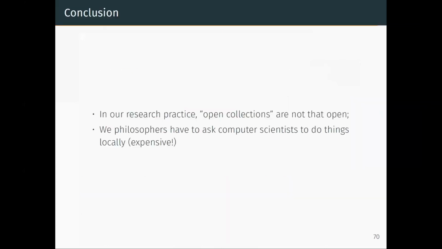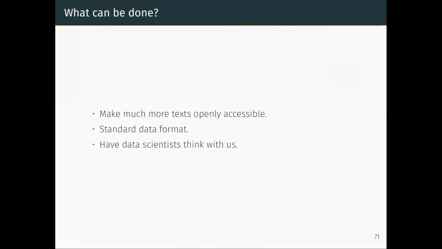Okay, so the conclusion in general. For our research practice, open collections are not that open. And we philosophers have to ask computer scientists to solve our problems, to help us get the text that we want in a format that we want, which is also an expensive solution. So what can be done?